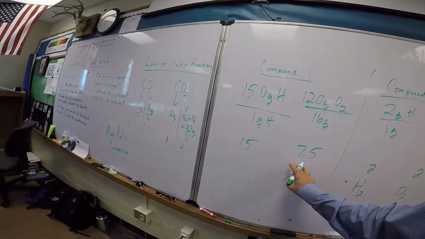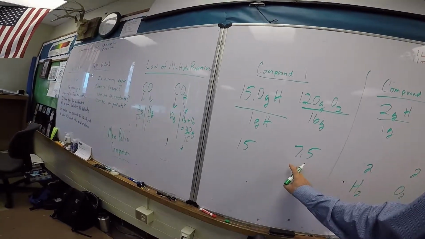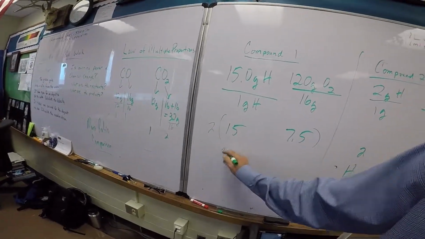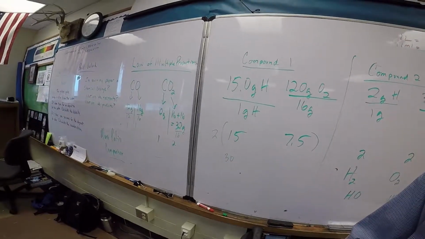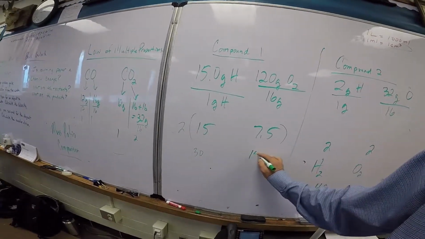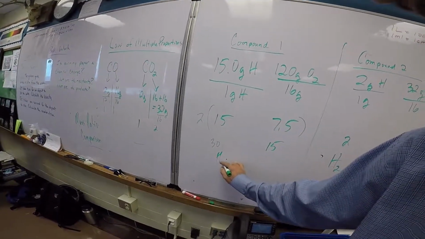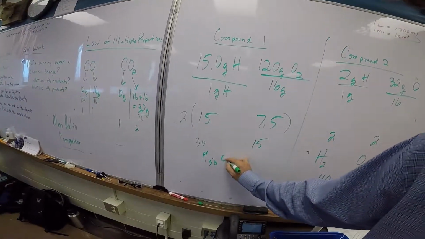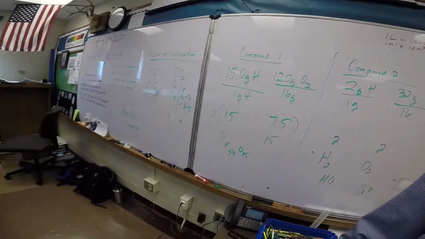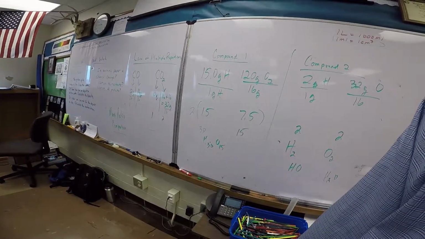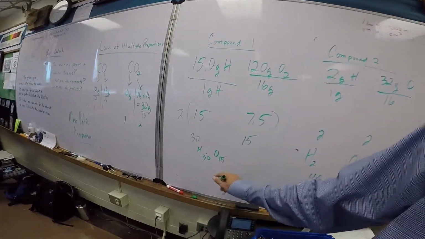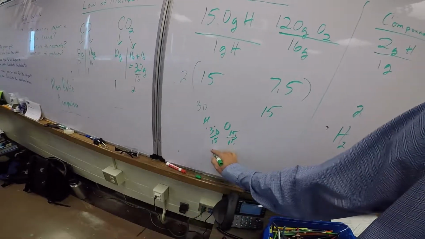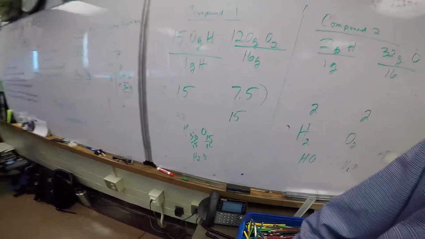Now you cannot have a 0.5, so you're going to have to multiply this times 2. So you're going to have 30 of these, and what's 7.5 times 2? 15. So you're going to have H30 and O15. So that's going to simplify to what? What's 15 divided by 15? What's 30 divided by 15? 2. So you're simplifying this to H2O.